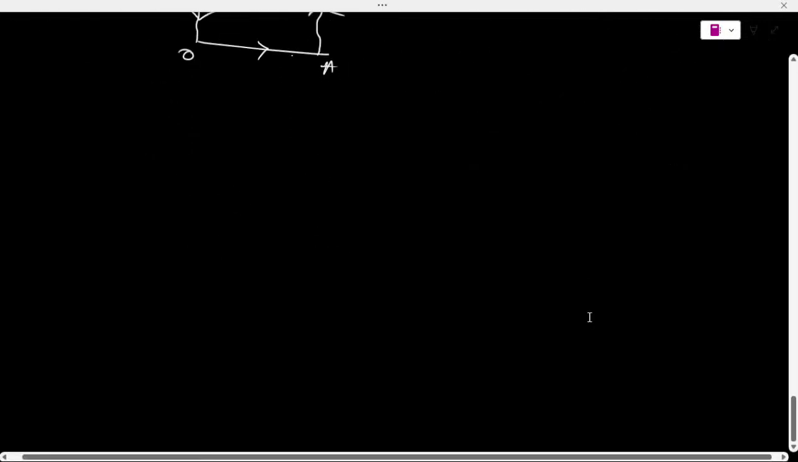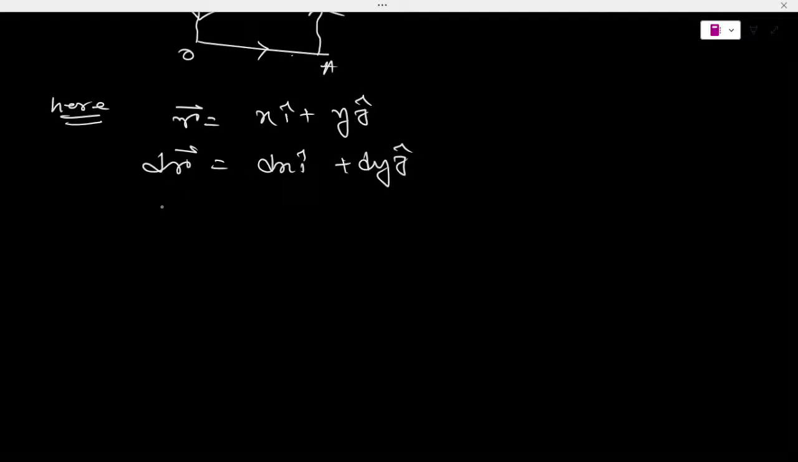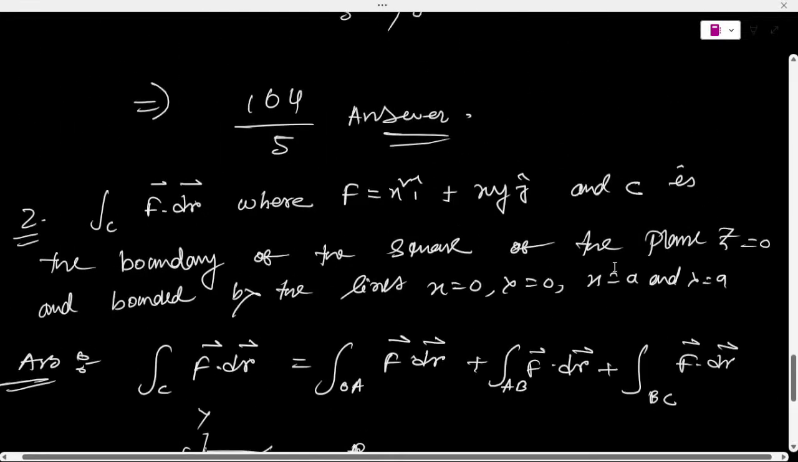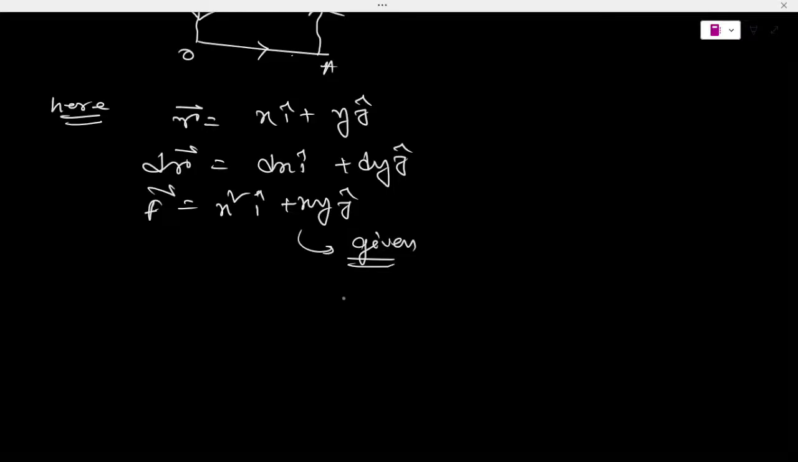Here you can see that the r vector basically represents two components, x i component and y j component. So dr will be represented as dx i plus dy j. And F is x² i plus xy j, which is already given.